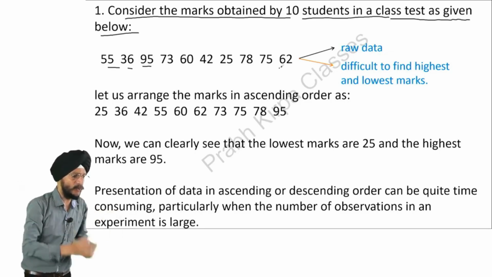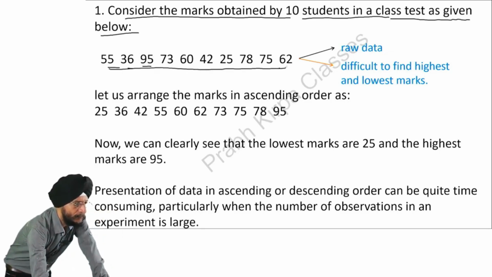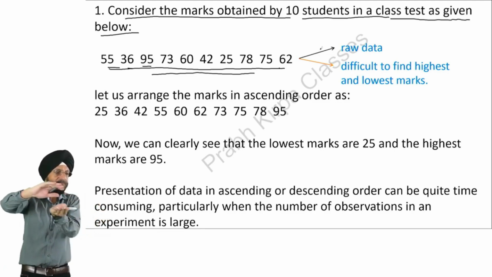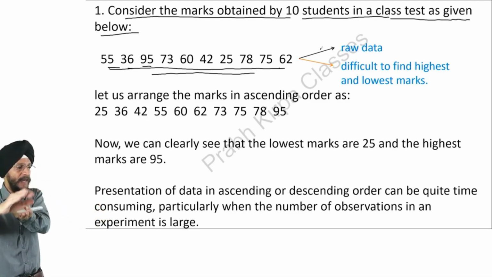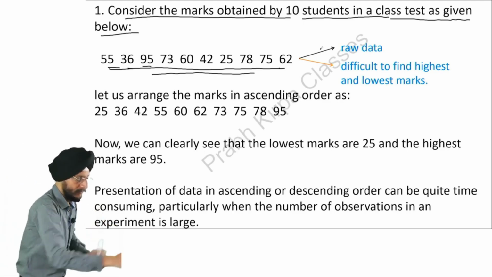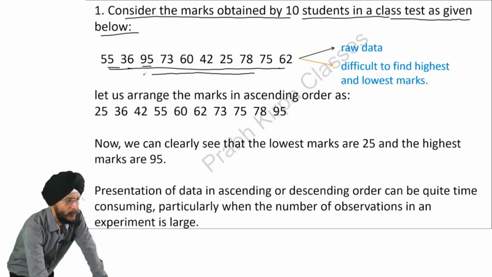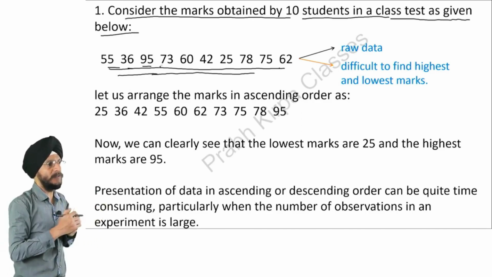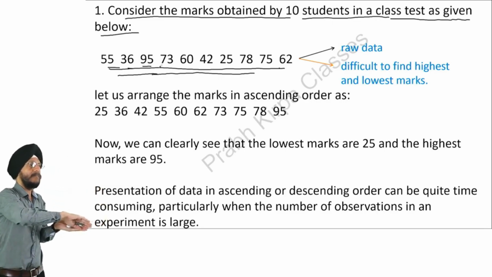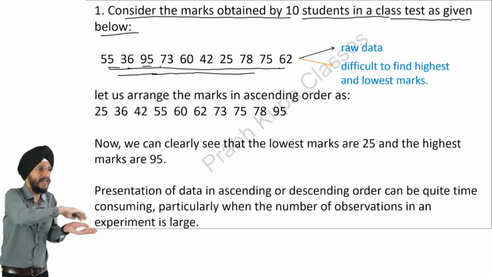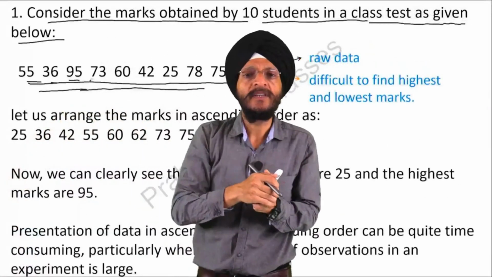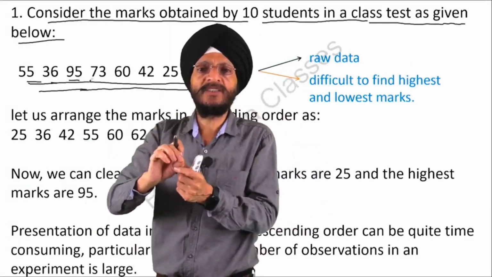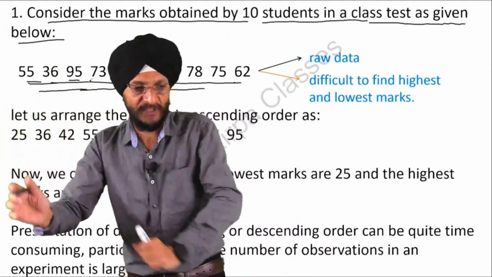But what does this data show? Does it make any sense to you? No. This is raw data. We have simply written the information in respect of the marks obtained by different students. From this data, it is difficult for us to find out which are the highest marks and which are the lowest marks. But if we rearrange this information in ascending or descending order, we can easily find out the lowest marks obtained by a student and the highest marks obtained by any student.